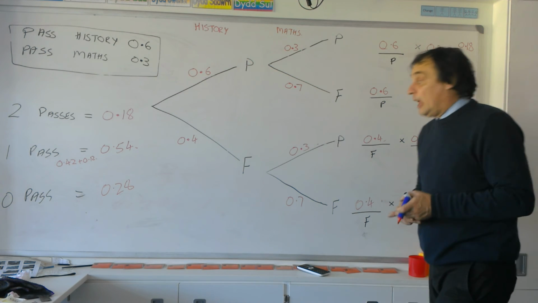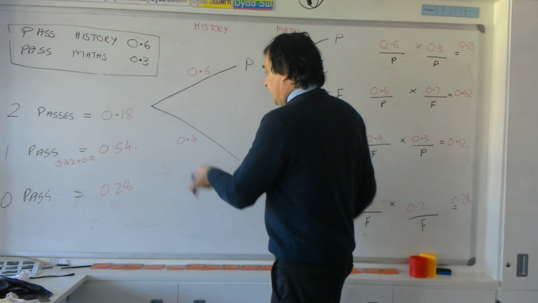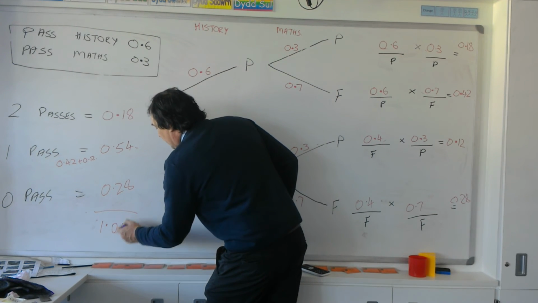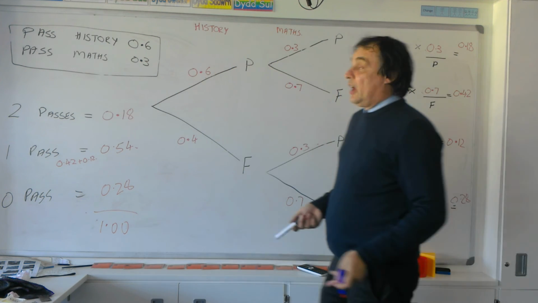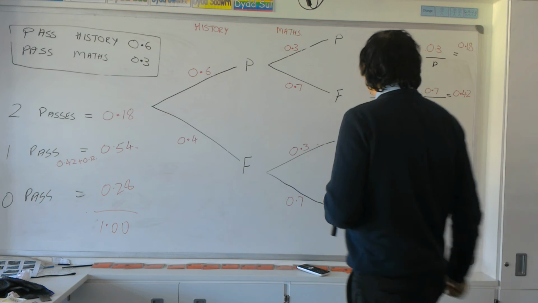Okay, a little check. If you were to add all 4 branches together, which we're doing, they come out to 1, which is the sum of all probabilities. So that's a little check you could do at the end.